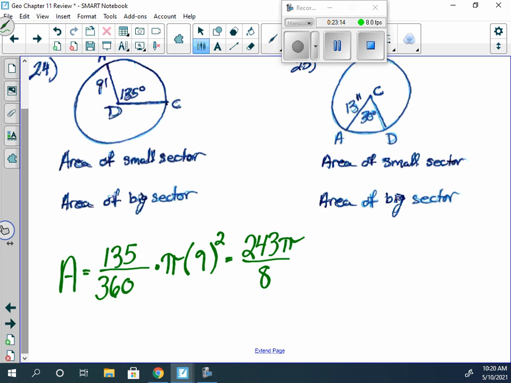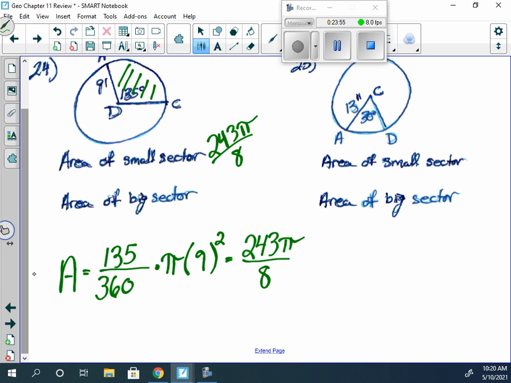243 pi over 8. And would this be the smaller section or the bigger section? Smaller. Because we just found this here. Any questions on this here? So we just did the fact that the area of a sector is the arc degree over 360 times the area of the circle. Any questions on how we found the area of the smaller sector?